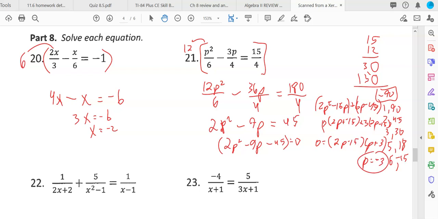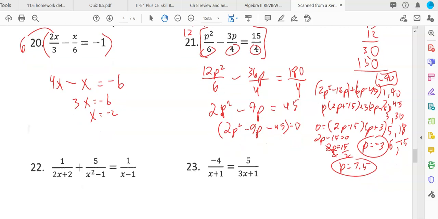I think that's a solution. You might have to check it in a minute. Set that 2p minus 15 equal to 0. So 2p equals 15. So p equals 7.5, 15 over 2. And yeah, they both work because there's no denominators to worry about that could be 0, right? Denominators are all positive there. So I get my two answers and I'm good to go.